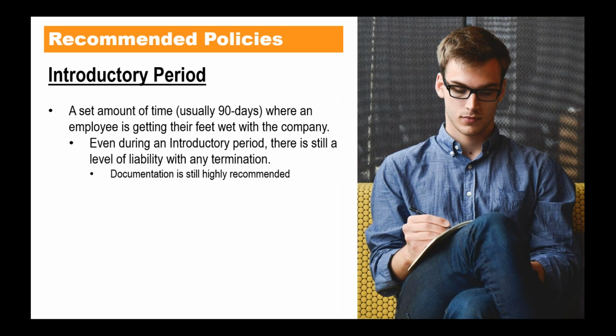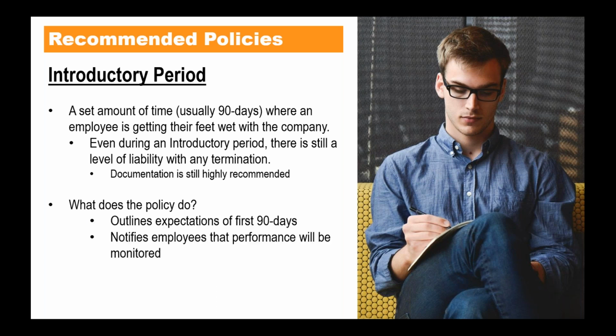Either A, the employee has been talked to multiple times and the issue continues to happen, there's not any improvements, so they know termination is on the way, or B, they've done something so egregious that it warrants termination immediately. And if that is the case, they should know they did something pretty bad. So what does this policy do if it doesn't allow us to just terminate somebody and kind of negate that at-will clause? It outlines expectations for the first 90 days of employment and notifies employees that their performance will be monitored during that.